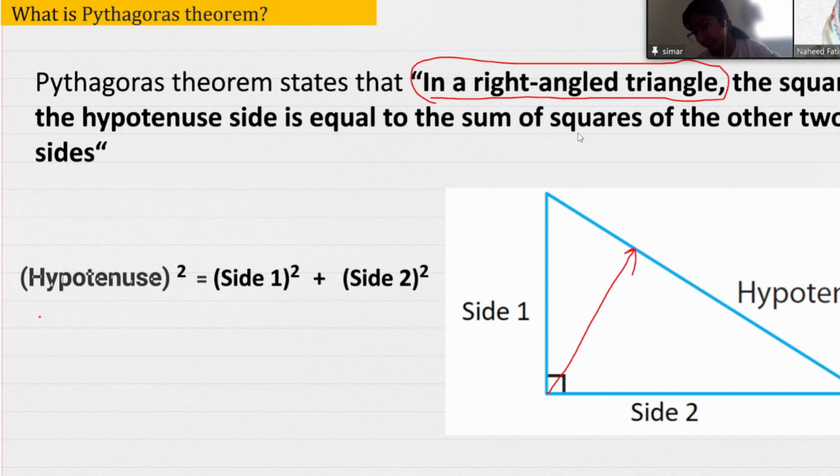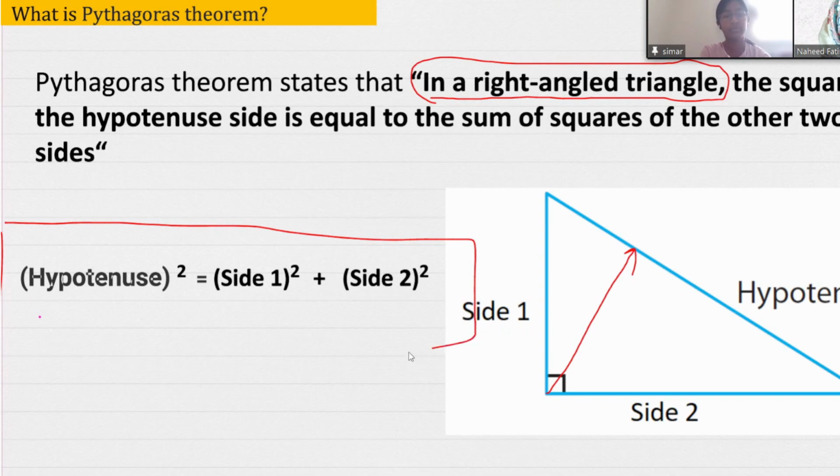Now, the square of the hypotenuse is equal to the sum of squares of the other two sides. There are two adjacent sides in your right angle triangle which are 90 degrees to each other. So those are your two sides other than hypotenuse. So the square of the hypotenuse will be equal to the sum of squares of these two sides. So this is your formula. You can just copy this down.